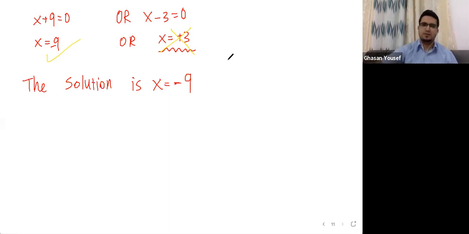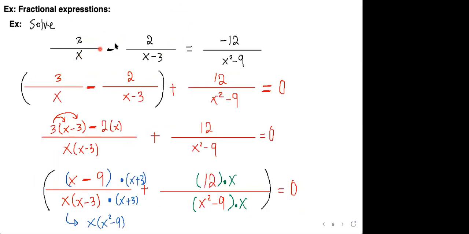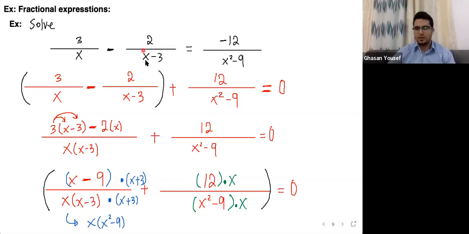Okay, I get a question, why this one is not a solution. When you plug this one inside the fraction, I get 3 over 3 minus 2 over 0. 3 minus 3 is 0, so it gives me undefined. So I have to stop. So this is not a solution. But when you plug the other solution, 3 over 9 minus 2 over 9 minus 3 equals minus 12 over 9 squared minus 9, it will give you a solution.